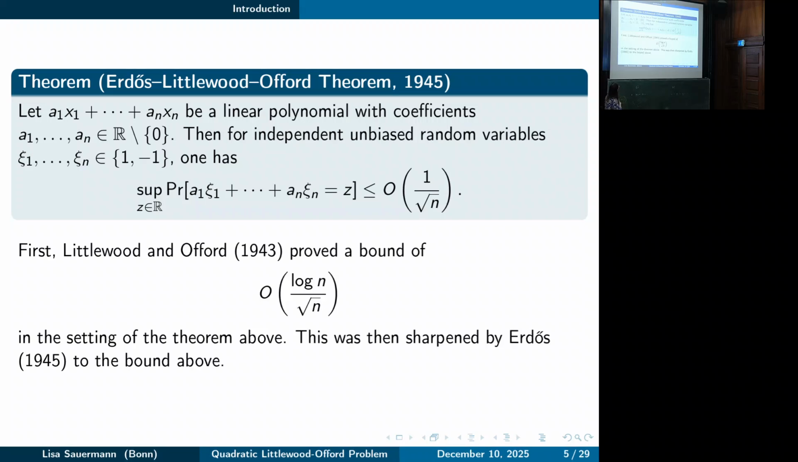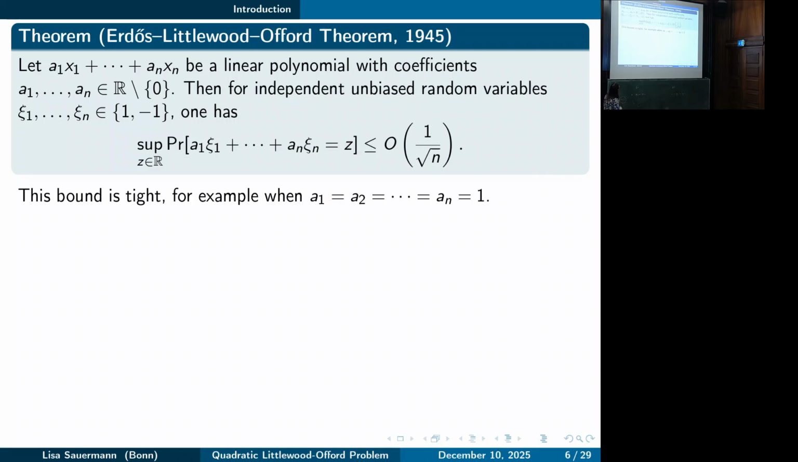First, Littlewood and Offord investigated this and proved a weaker bound of the form a constant times log n over square root n. Already in that, you see that's a non-trivial statement because some serious people first proved a weaker bound, and then Erdős sharpened the bound to what is written here.